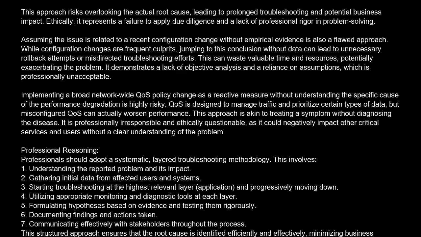It is professionally irresponsible and ethically questionable, as it could negatively impact other critical services and users without a clear understanding of the problem. Professional reasoning.